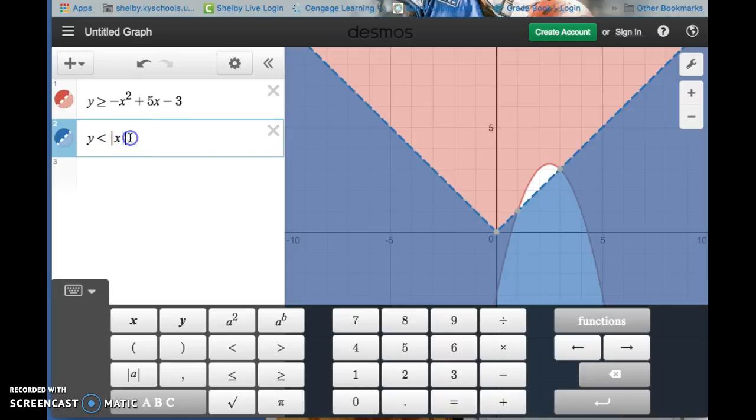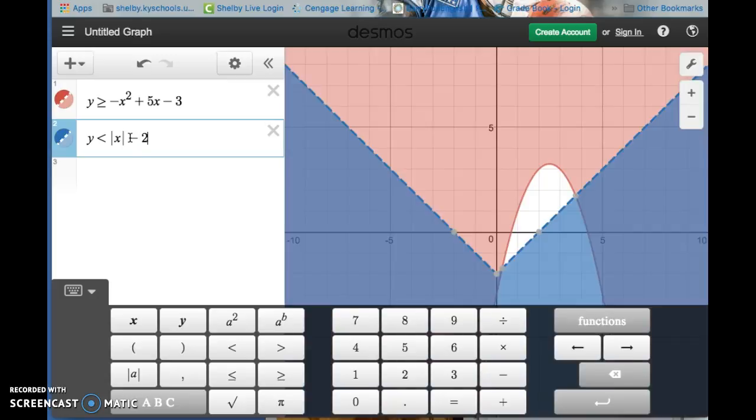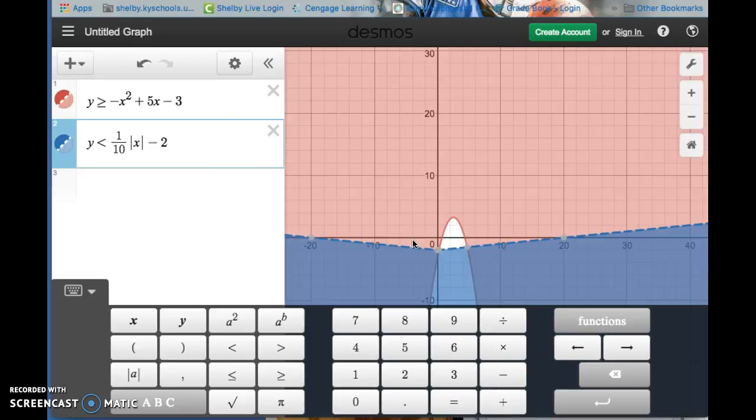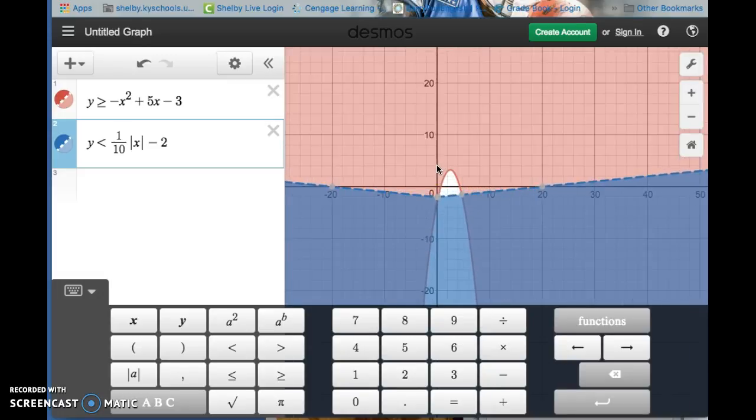And I'm going to give it a down translation, so we're going to do it -2, and I think I'm going to go ahead and compress it by a little bit. So let's do a 1/10 to give it some compression. All right, so we have graphed both of our inequalities. I went ahead and zoomed in so that you can see a little more of the graph.